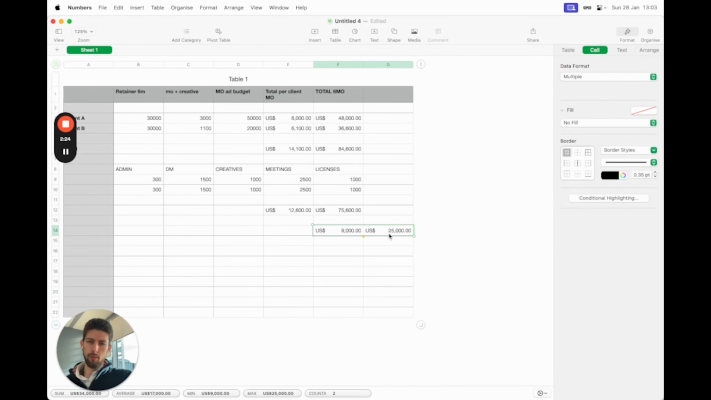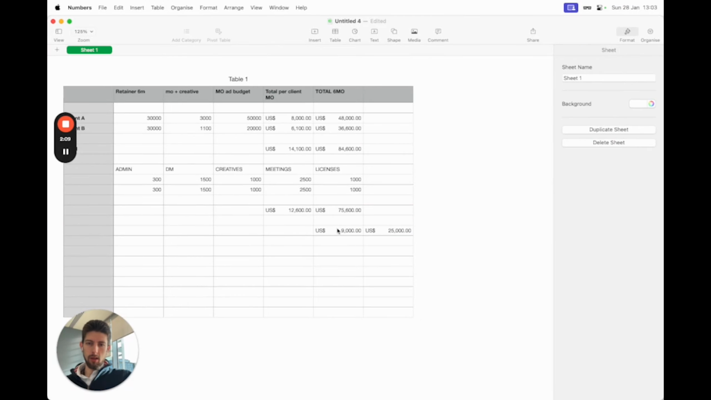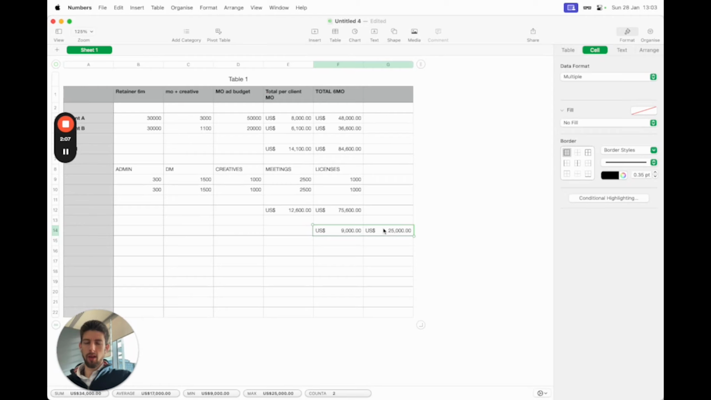So this is the range of profit that you'll be seeing. Right? That's modifying this in different ways, so you can have more profit because you charge more, or you have less expenses.